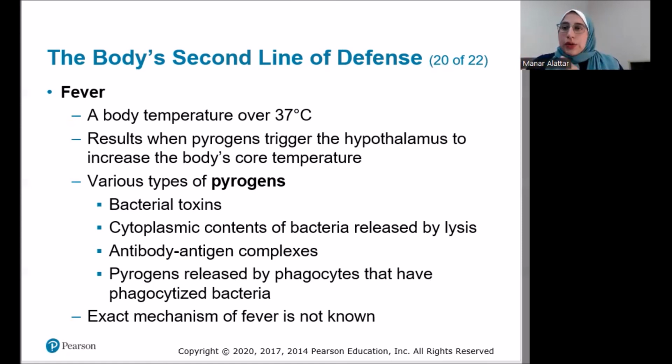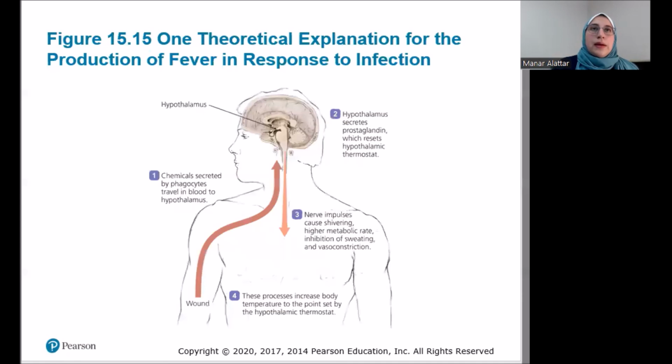Okay. And so in those ways, fever helps us. We don't actually understand all of the mechanisms of how fever happens and how it's communicated to our brain, but we do know that it has multiple ways in which it can help us clear those infections within our body. And so you can see that here.